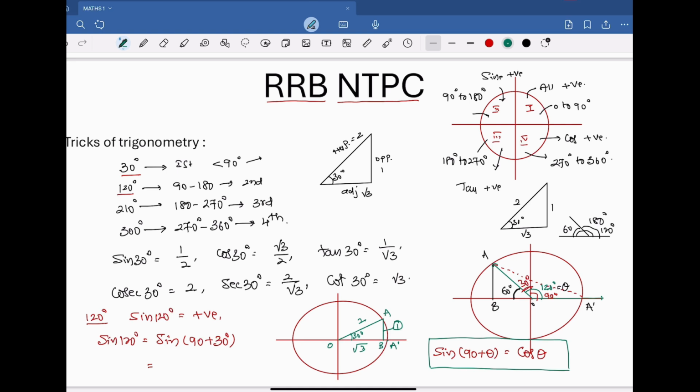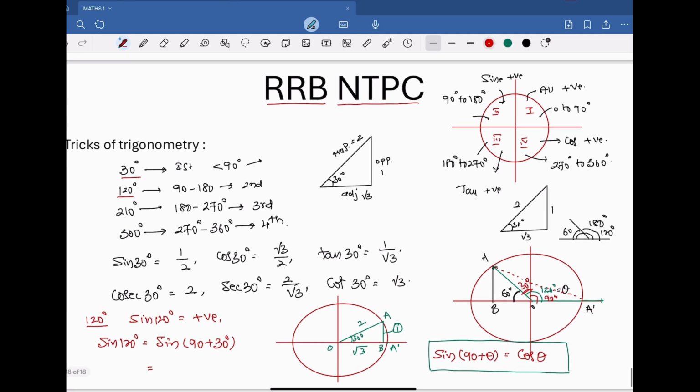Now sin 120 is sin 90 plus 30. Then it will be cos 30. What is the cos 30 value? It's nothing but root 3 by 2. This is the value of sin 120. It will be positive because in the second quadrant sin is positive.